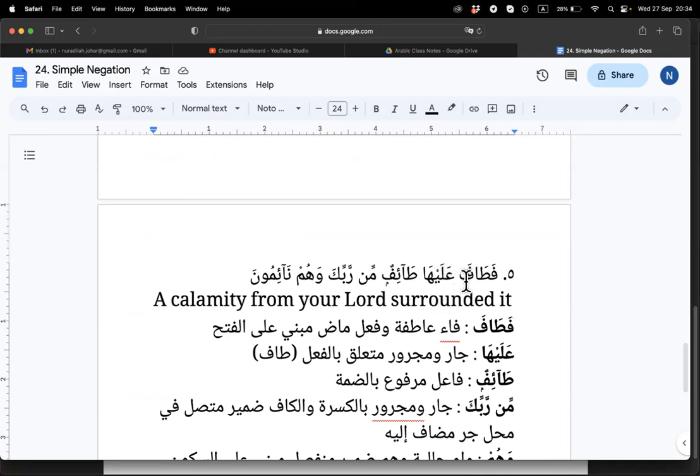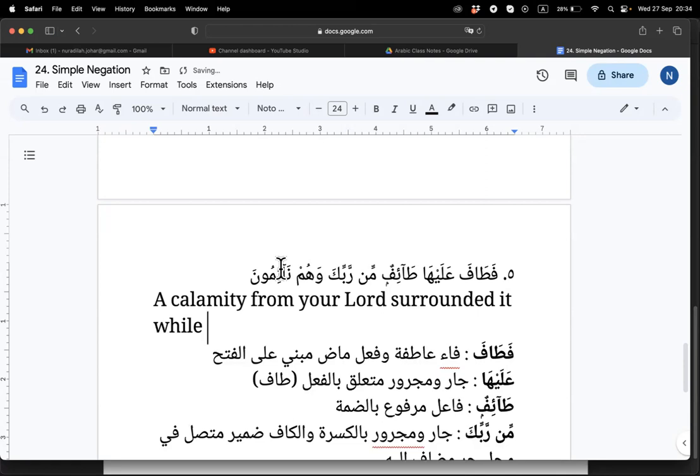Surrounded it. Wahum: I said that waw is haliyah, so we say "while." While they were sleeping, or they were sleeping. Technically, literally it's "while they are sleepers," but we don't use that in English either.